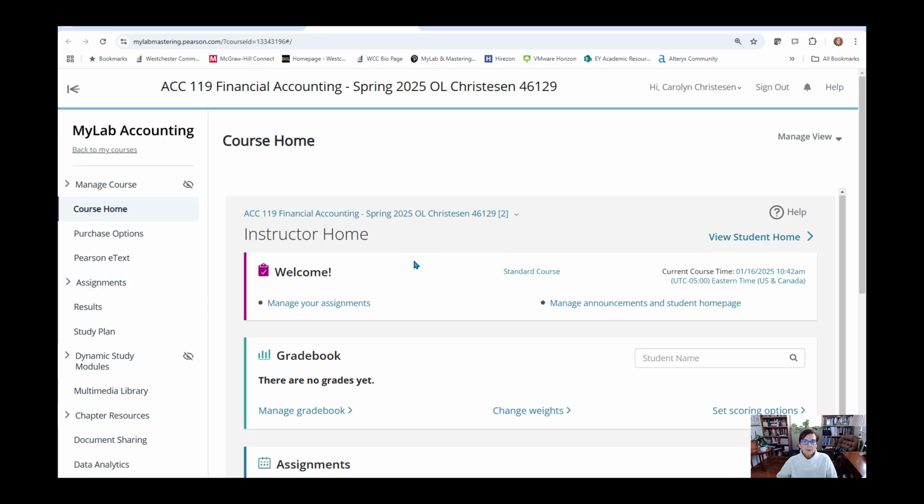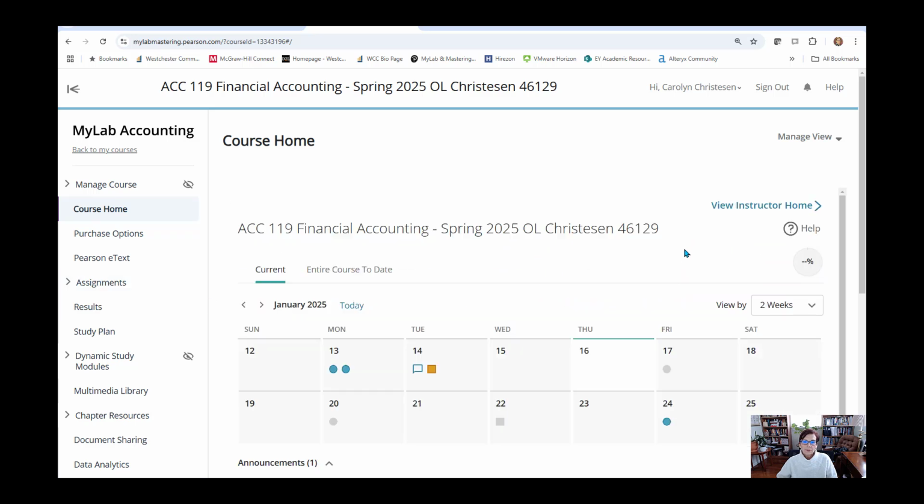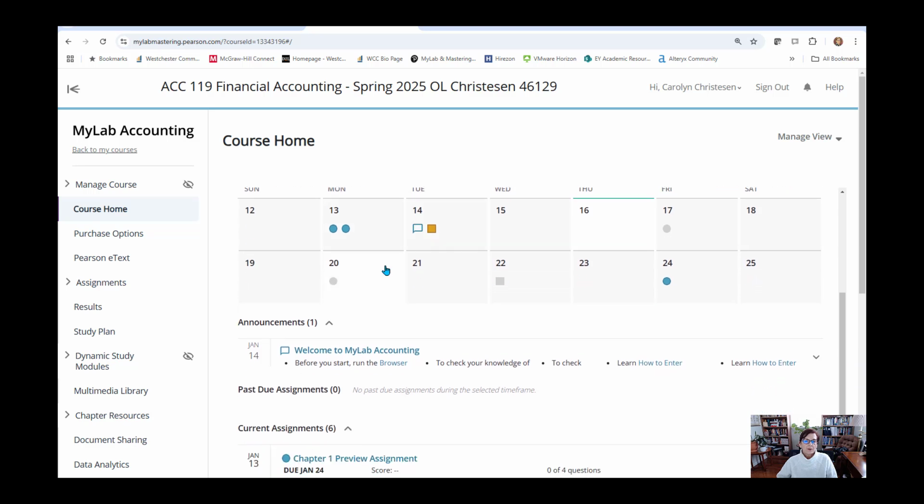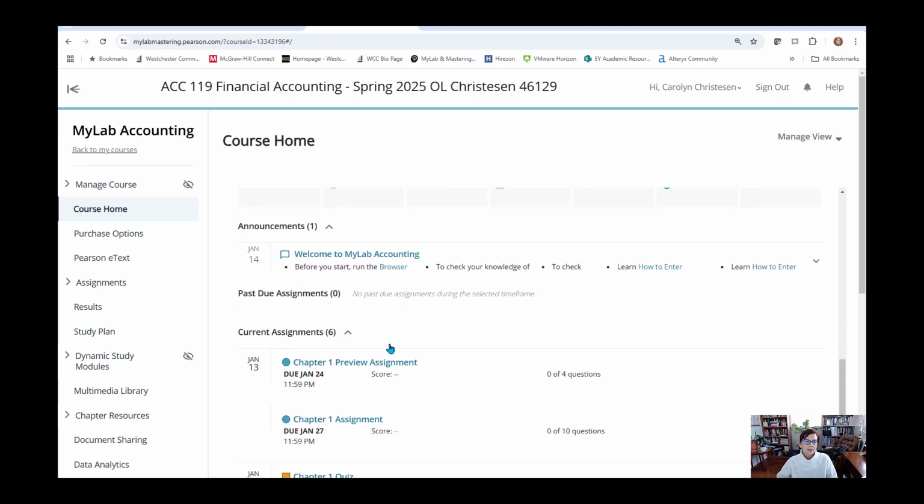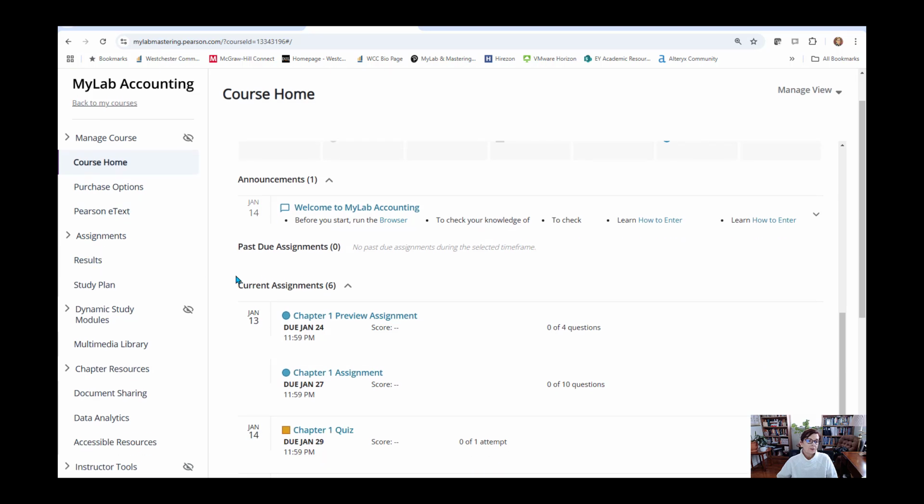So yours might look a little bit different than mine. Let's go here, student home. All right, so here is your calendar for my lab. Here are the assignments that are coming up that are due. All right, over here is a link to the e-text. So if you want to read the text, it's there. Obviously lots of good resources in there.